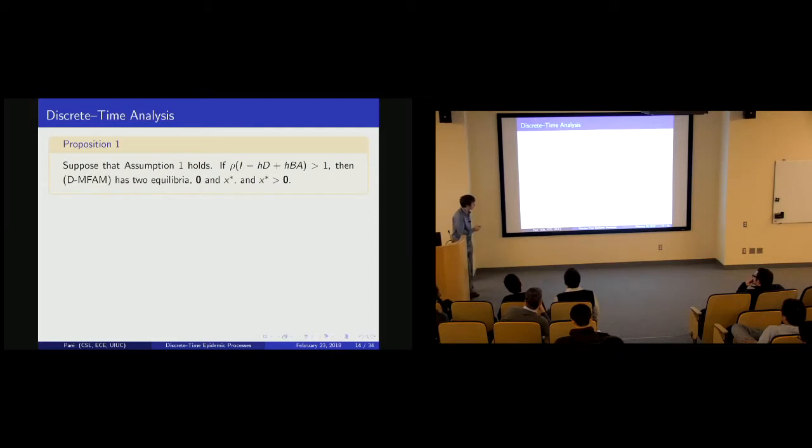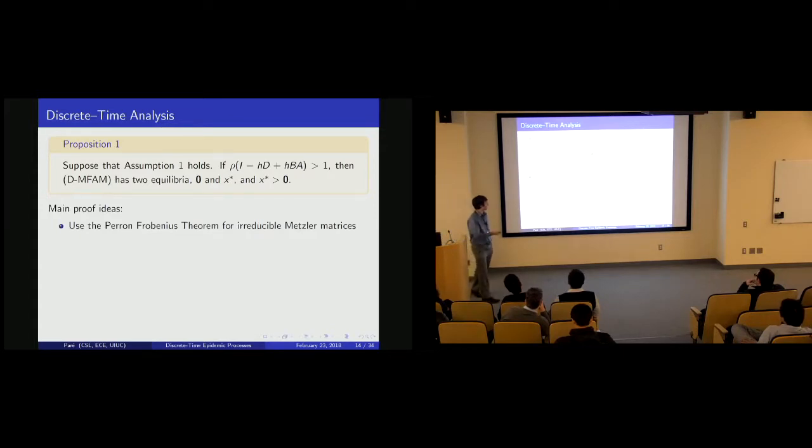And then the next result is saying that if it's strictly greater than 1, then this system that we're studying has 2 equilibria. It has the 0 healthy state and some epidemic state, where this notation means that every entry is strictly greater than 0. So everyone's at least a little sick. And with this flu epidemic, I'm going to get my hopes up.